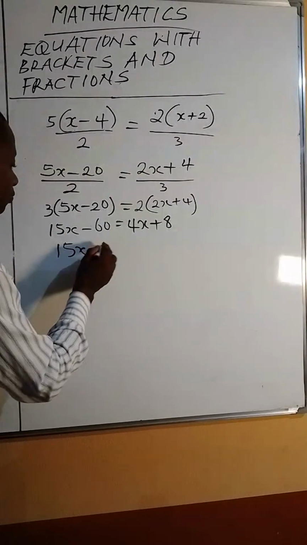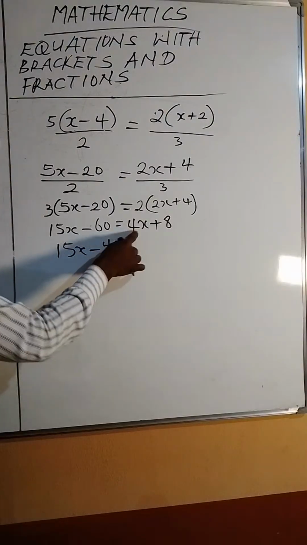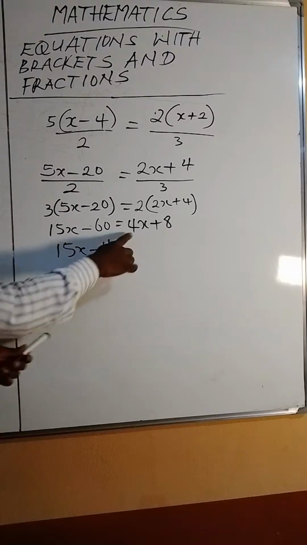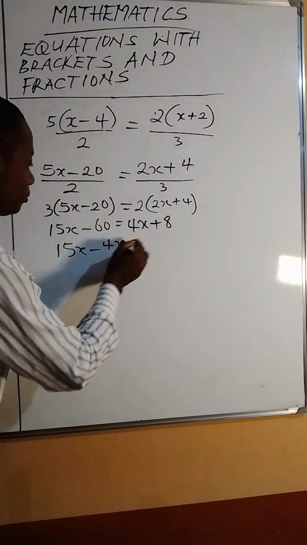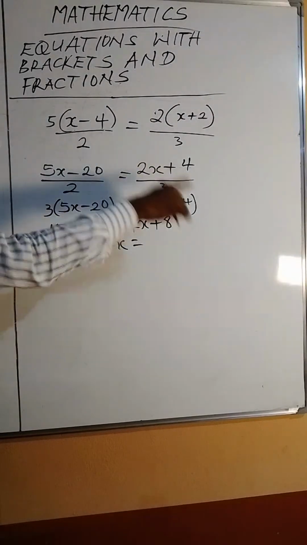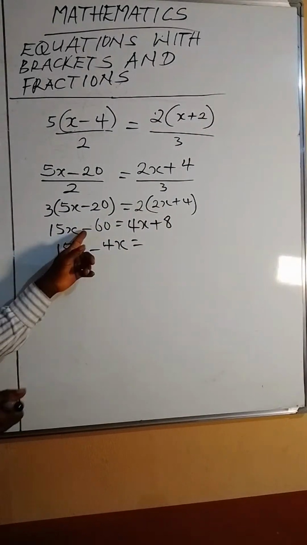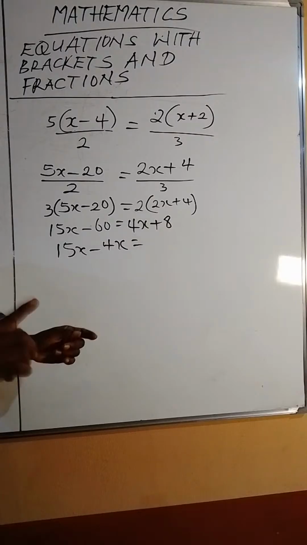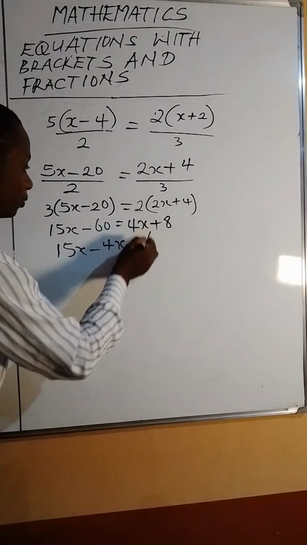So we are going to have minus 4x. Don't forget, the 4x is crossing the equality sign, so the sign is going to change from plus to minus. Then we are going to have 60 here going to the other side. But don't forget that this is minus 60. When minus 60 is crossing, it's going to change to what? Plus 60. So we are going to write plus 60 here.